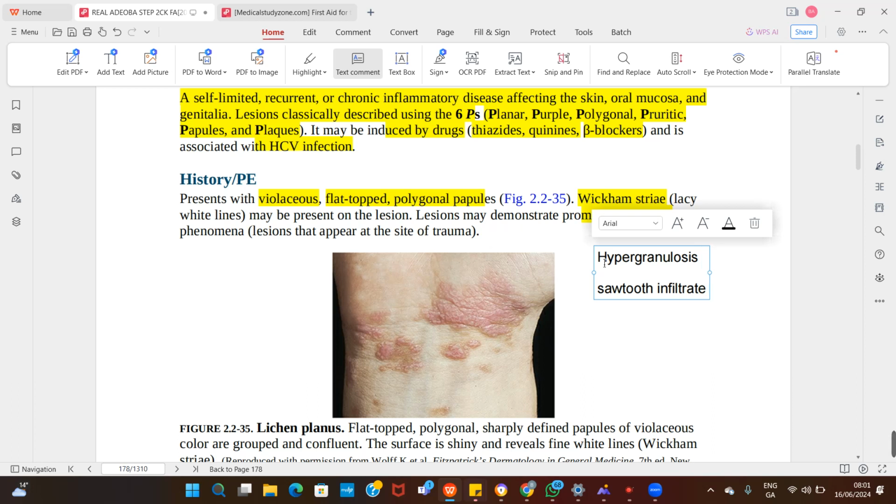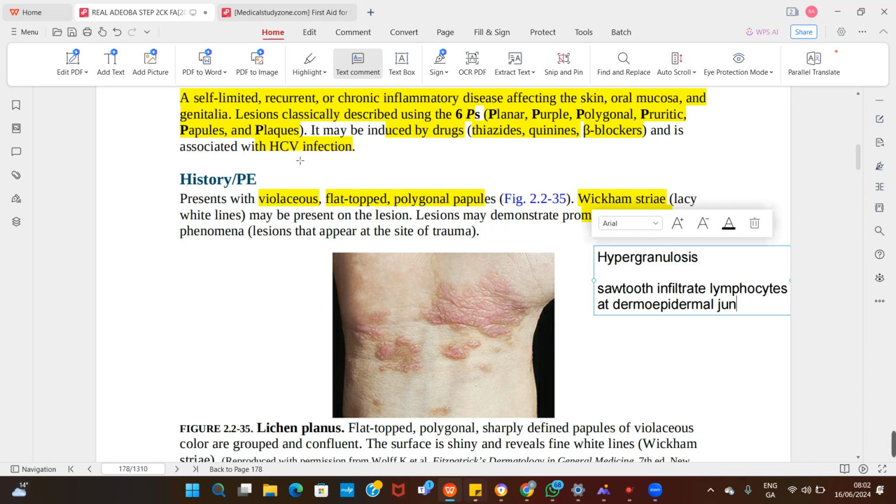Sawtooth lymphocytic infiltrate at the dermoepidermal junction. So the lymphocytes will be seen there on biopsy at the dermoepidermal junction. Either of these will be corrected by lichen planus. When I was talking about hepatitis C, what I was trying to remember was lichen planus, leukocytoclastic vasculitis, and porphyria cutanea tarda.